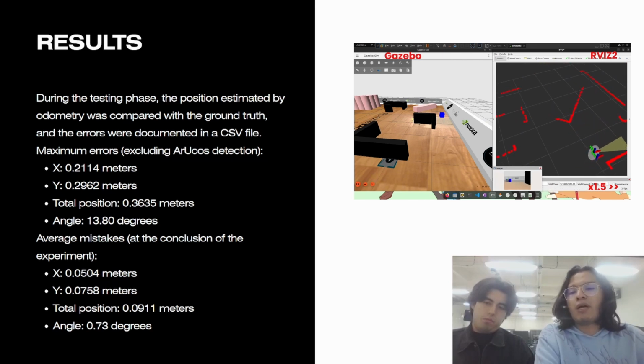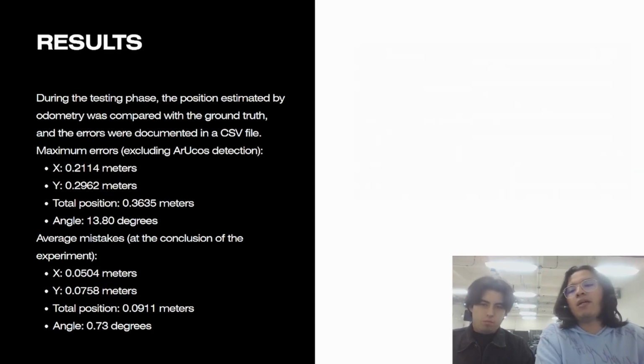On average, we had a rough estimate difference of around 5 centimeters in the x-axis, 7 centimeters in the y-axis, and an angle of less than a degree of separation.